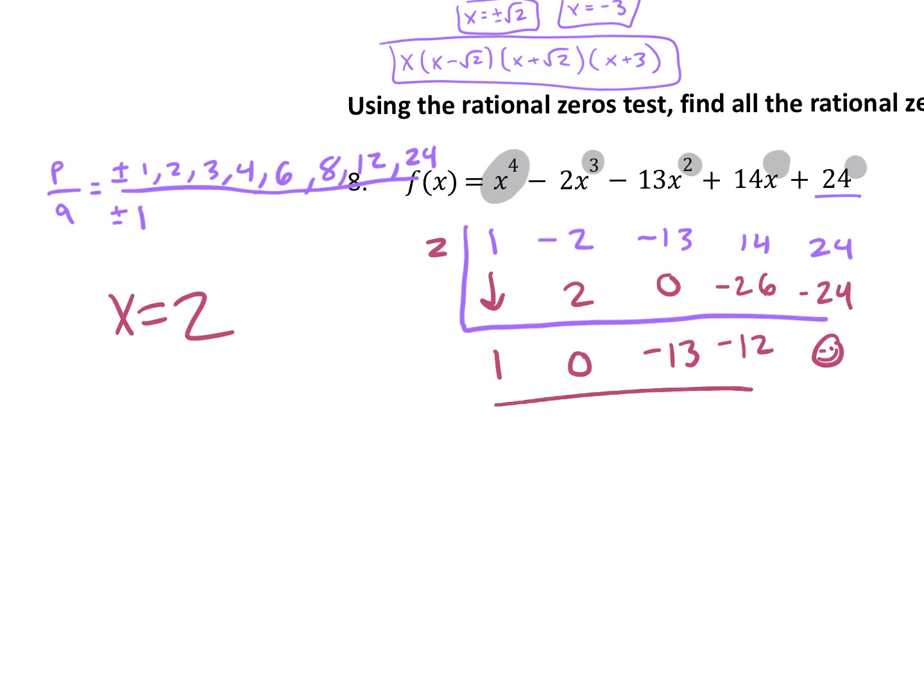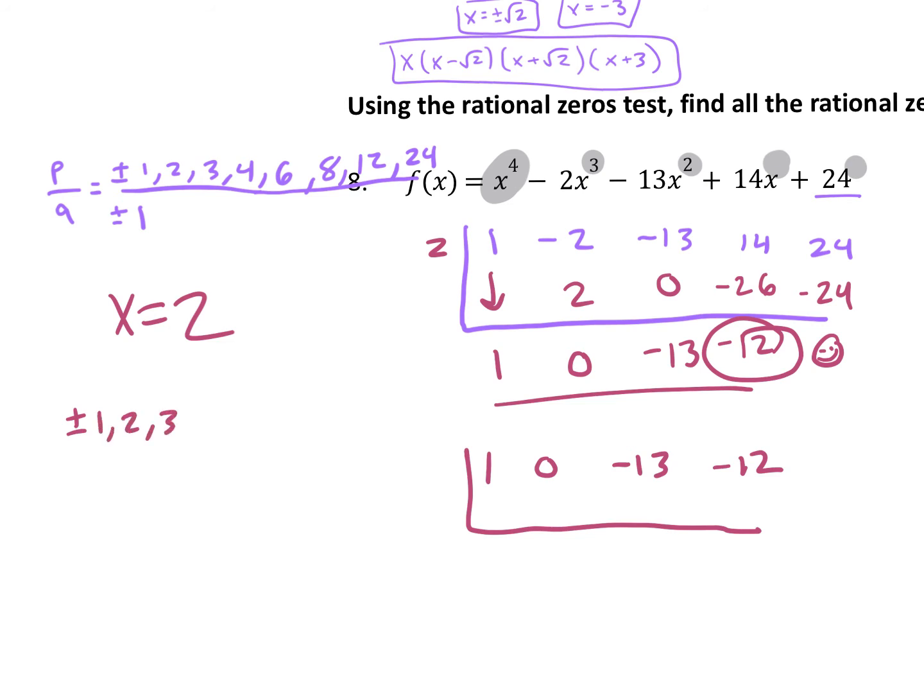And then we can take this and do it again. So 1, 0, negative 13, and negative 12. Now we can use negative 12, since that's our last, as our P over Q. So P would be plus or minus. What are factors of 12? 1, 2, 3, 4, 5, 6. So we just eliminated some of our choices, our options.